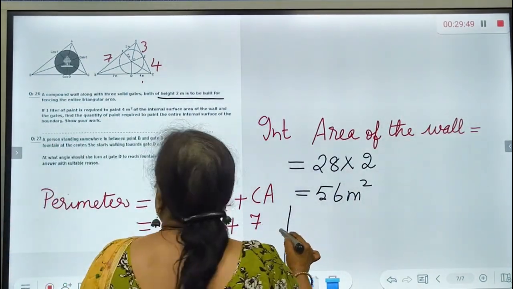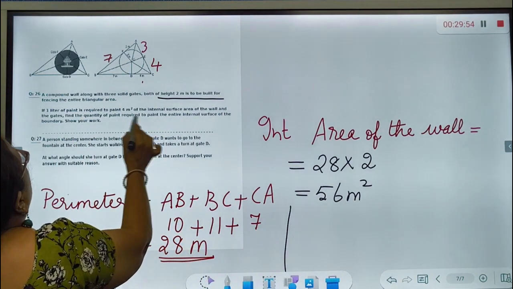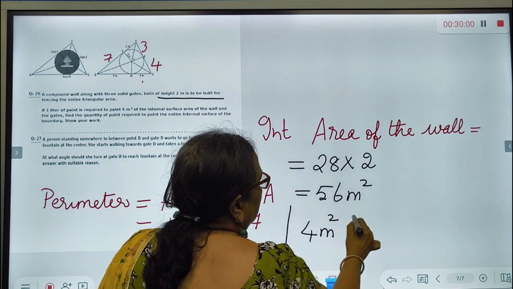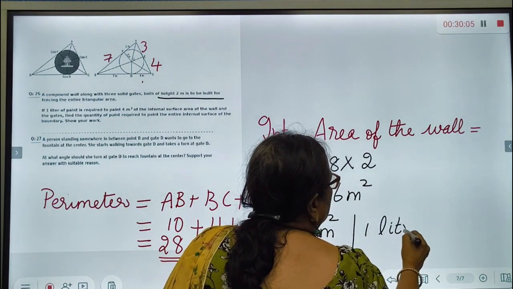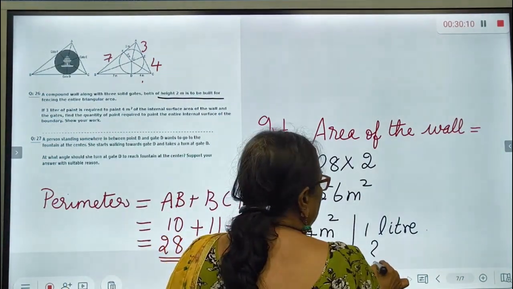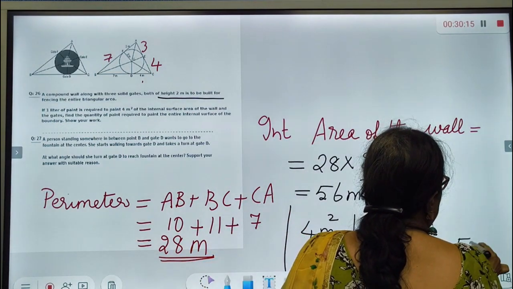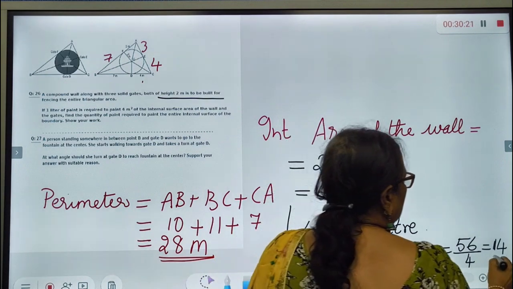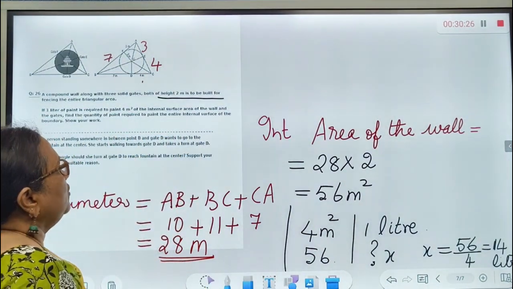Now, for what is given about the cost, I mean, it is about the quantity. 1 liter of paint is for 4 meters square. So for 56 meters square, how many liters of paint will be required? Let me keep it as X. So X will be 56 by 4, so 14. 14 liters of paint will be required. Are you able to follow?